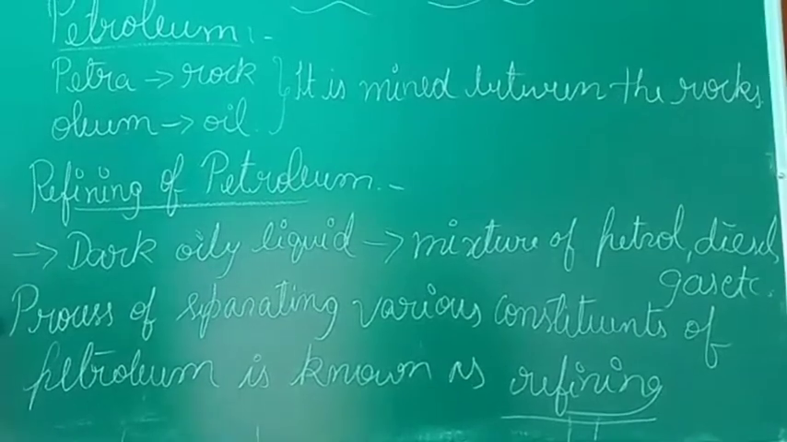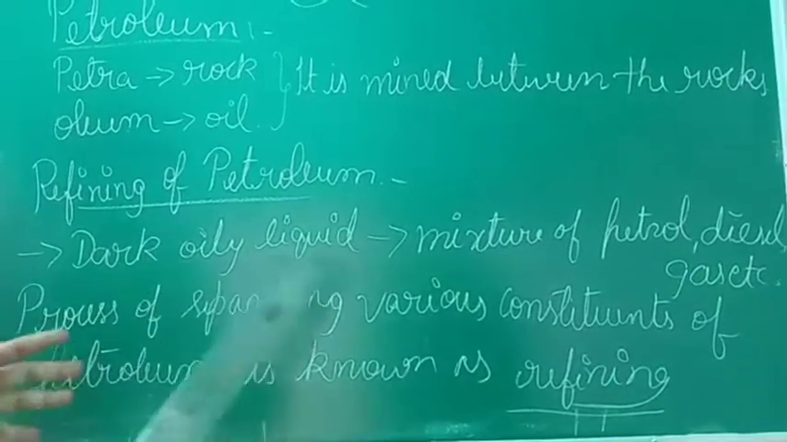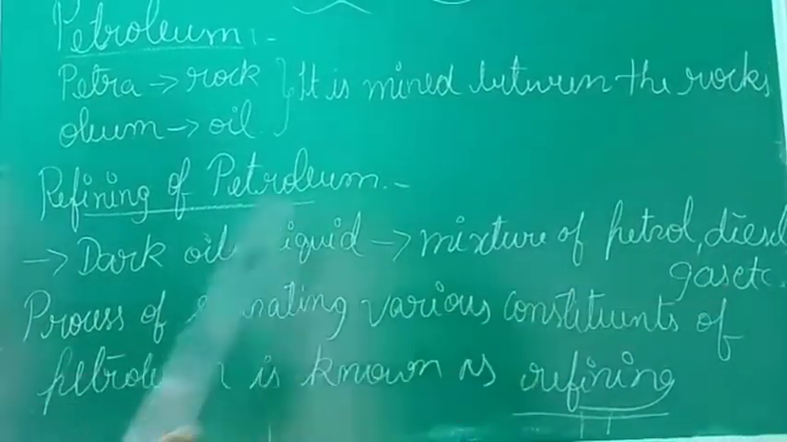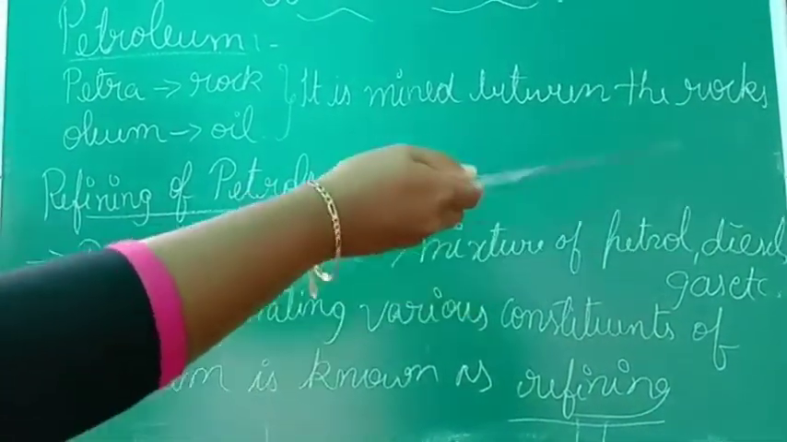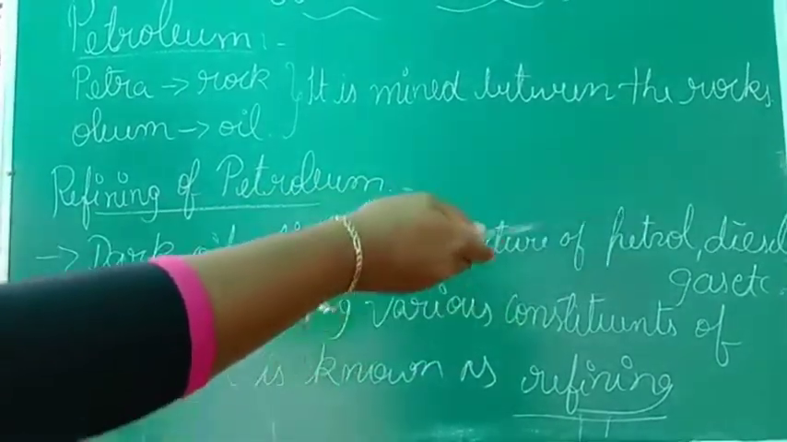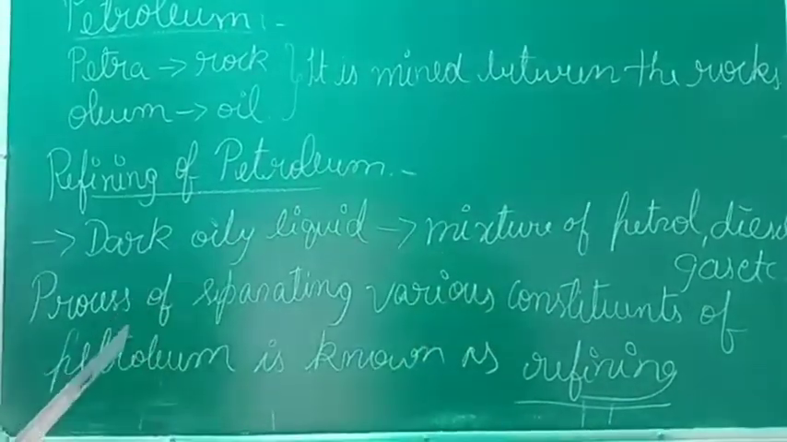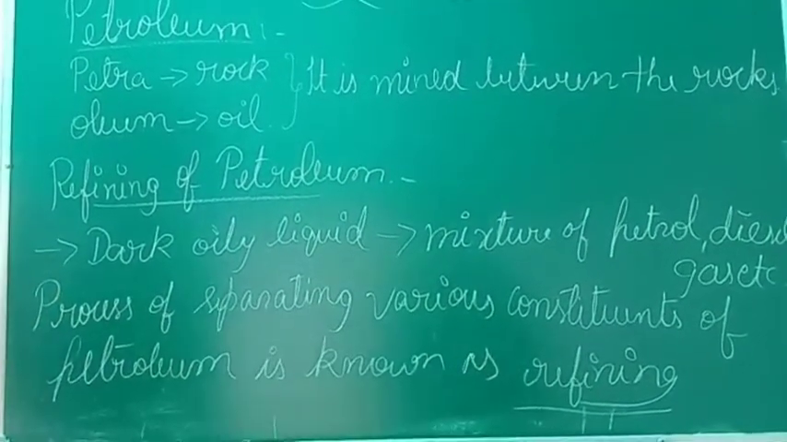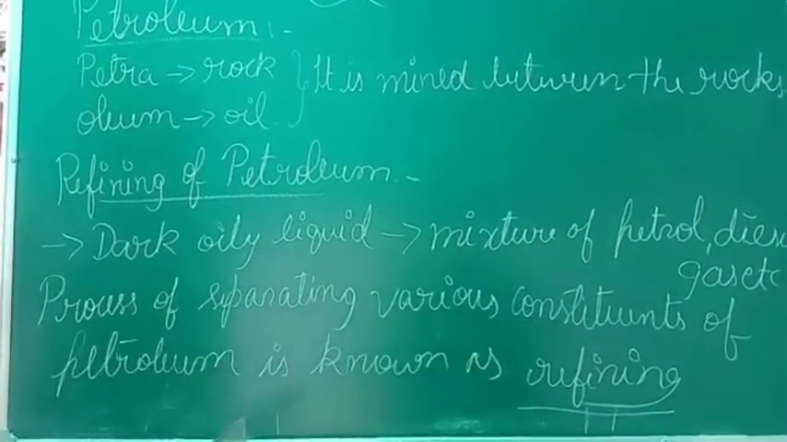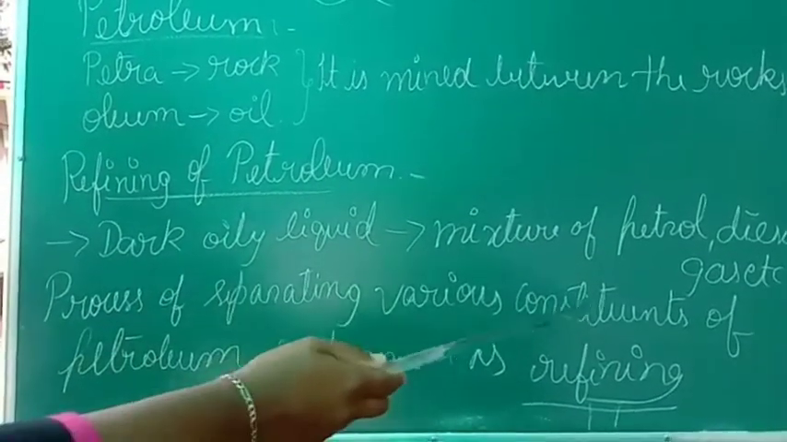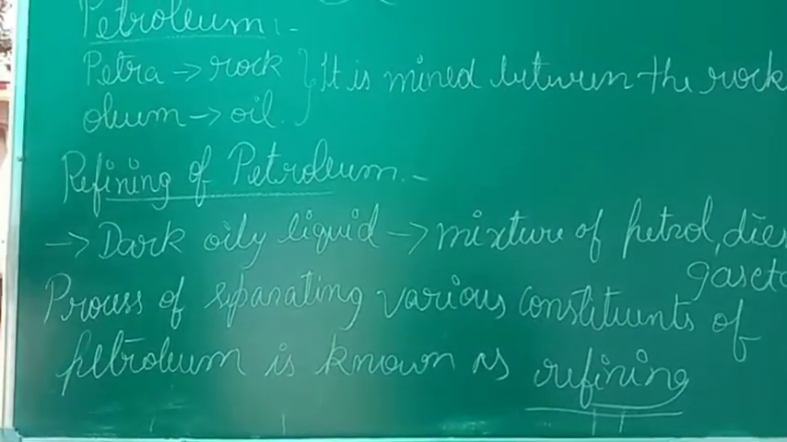Now we shall see the answer for refining. Refining means the process of separating various constituents of petroleum. What are the various constituents? Petrol, diesel, gas, and varieties of oils. These are the constituents of petroleum. So the process of separating various constituents of petroleum is known as refining. So this is the concept of petroleum.